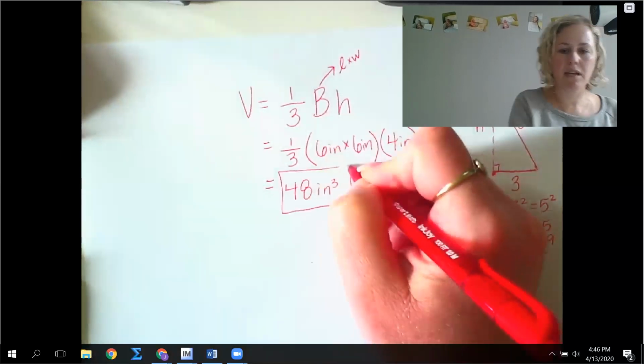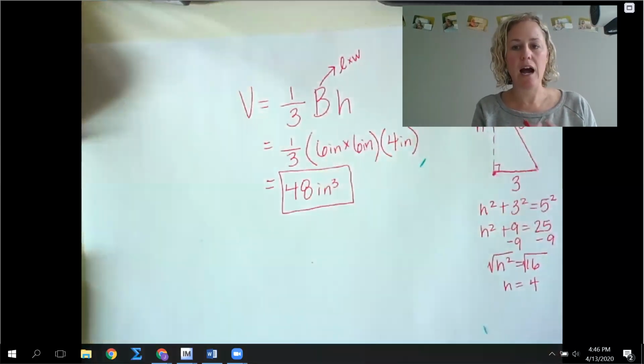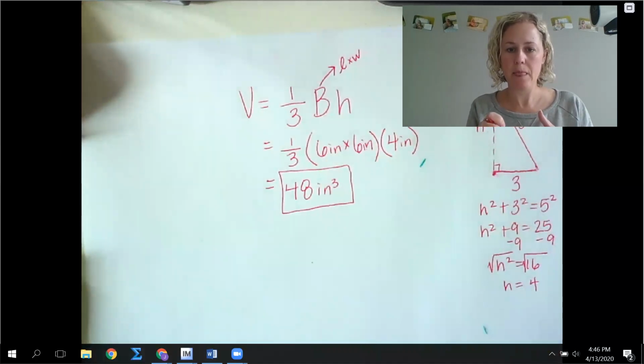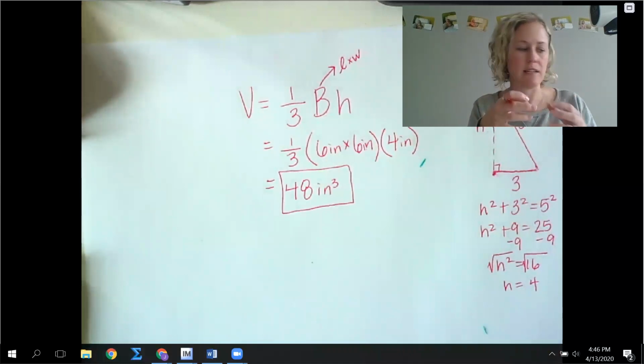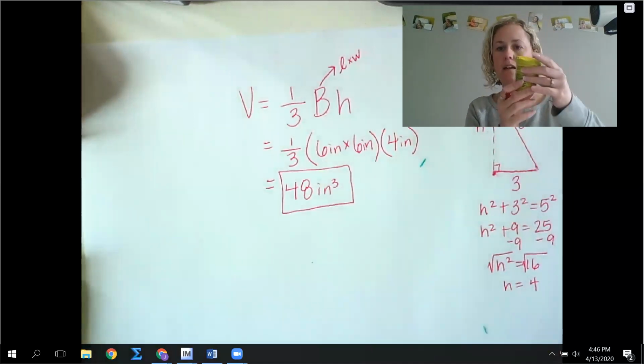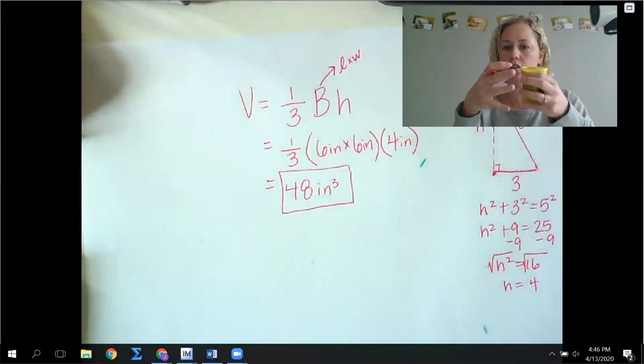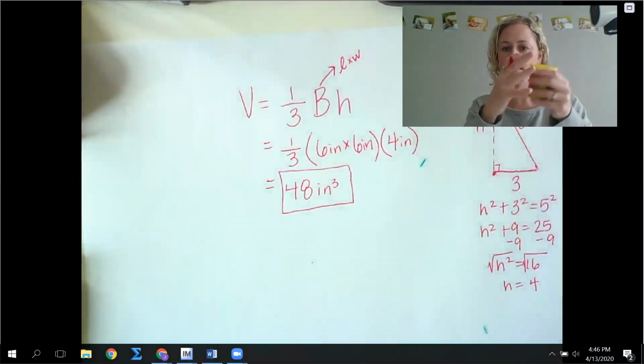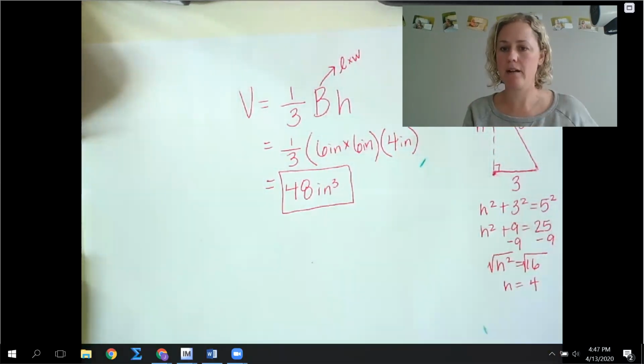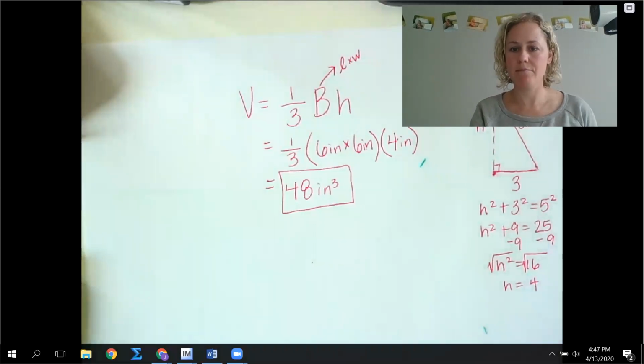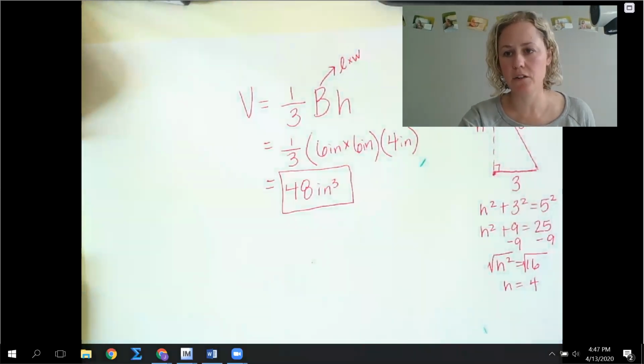So again, what does that mean? It means inside that pyramid, I could fit 48 cubes that are an inch by an inch by an inch, okay? Now, the cubes won't fit nicely in there. You want to think about Play-Doh, right? I would have to take 48 cubic inches and mold it to fit into that pyramid, okay? Alrighty, thanks guys. That is our volume review.